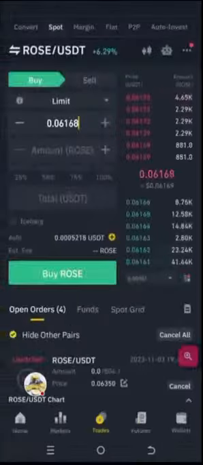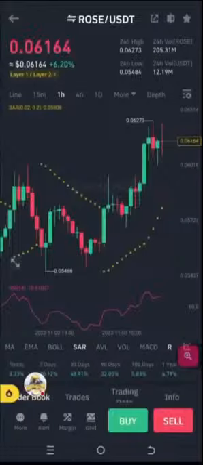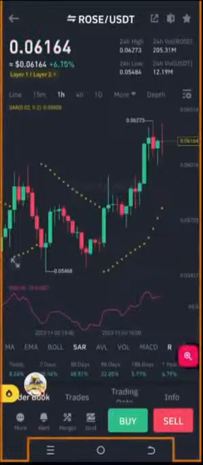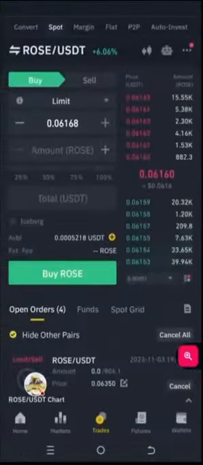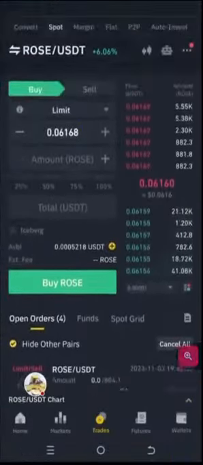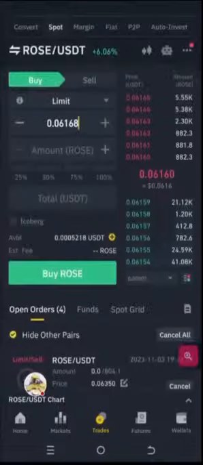Money's not ready to be made yet, but very soon. You can see it's still flipping and flopping. It's still going up. No problem. It's 70. It's still good. We'll come back and check on you. Okay, all right. So Rose is currently in a pullback moment. Let's see how that goes.